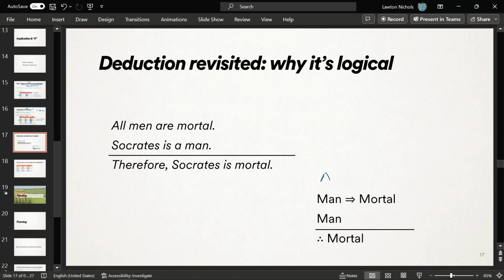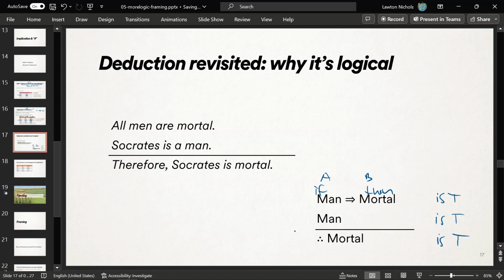Like if this is your A and this is your B: if man, then mortal. That's what this is trying to prove, right? It's proving that Socrates is mortal. Therefore, mortal. This is what the statement is trying to say. If this is true, assume that's true, assume this is true, then this also must be true at the bottom there. So that's what it's trying to do.